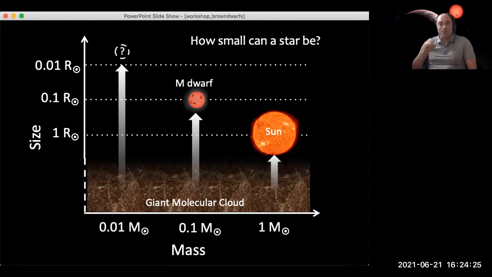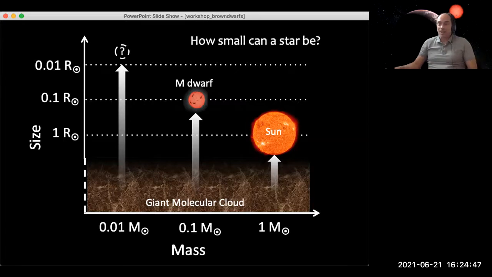Now remember, Jupiter is made out of the same stuff as the sun, and it is not fusing. So it's very clear that there's a limit to how low we can take this. But the question that was raised back in the 1950s and 60s, when people were really starting to understand how stars worked, was, what is that lower limit? What is the lowest mass that we can actually have a star be?